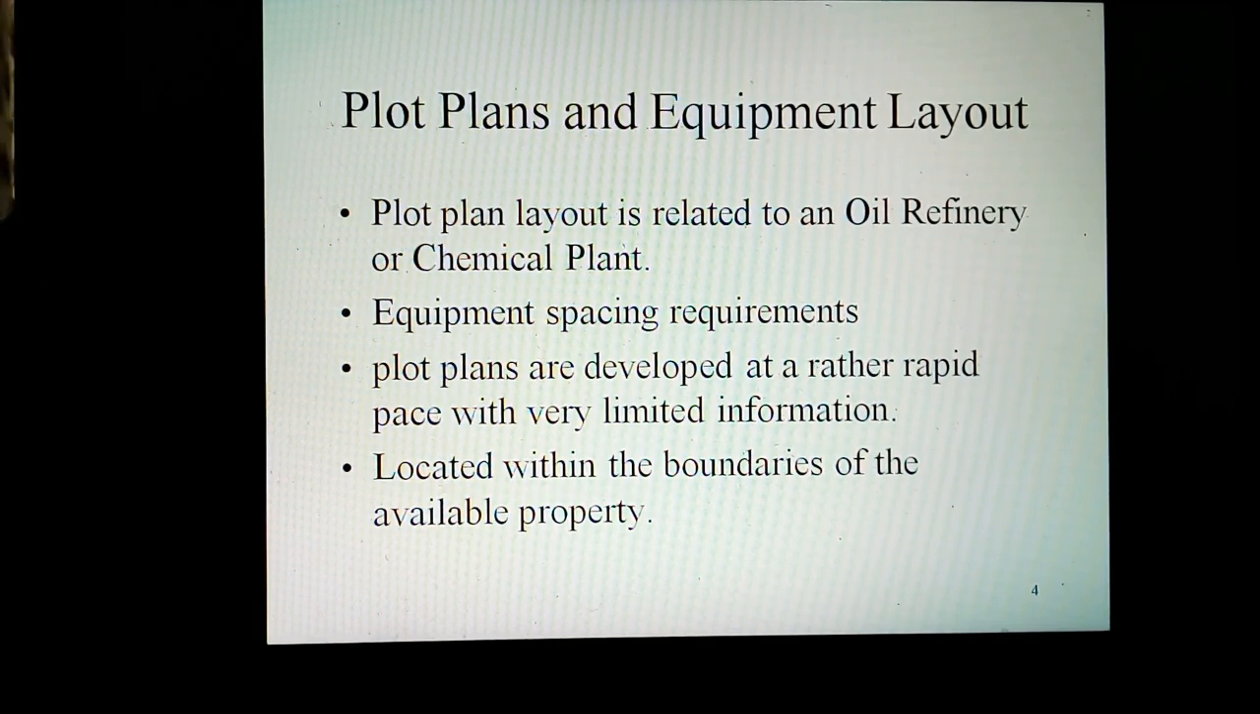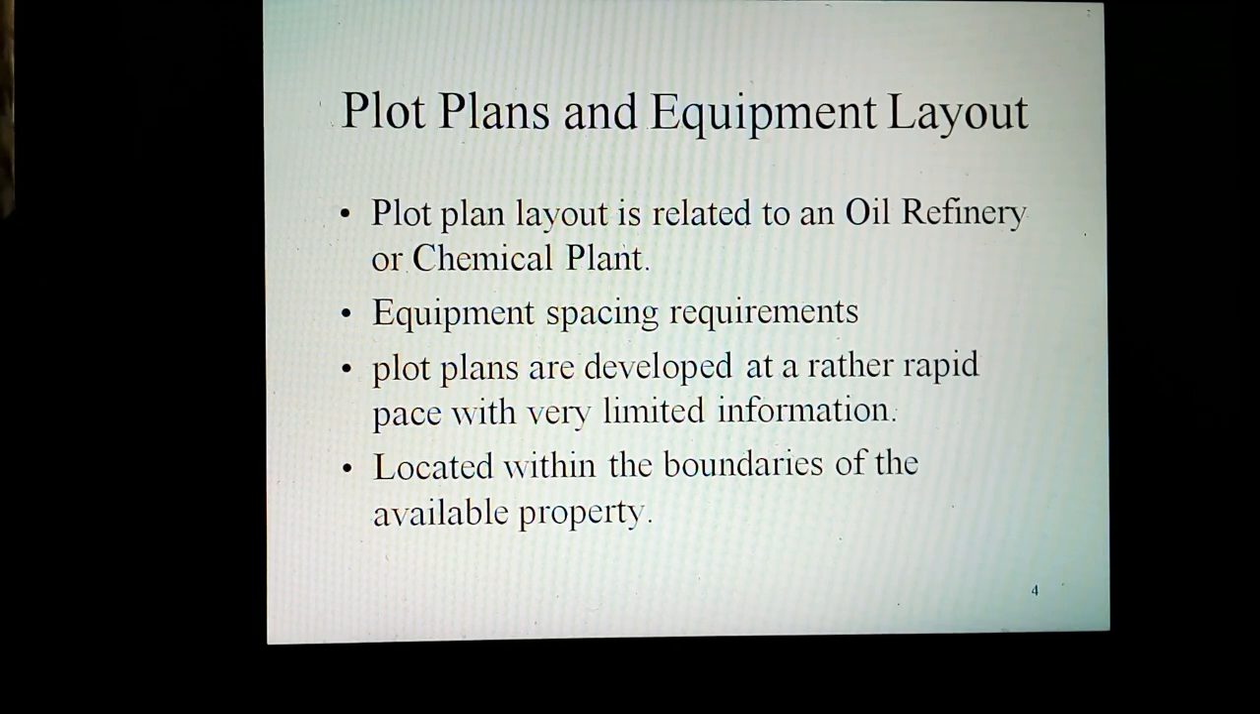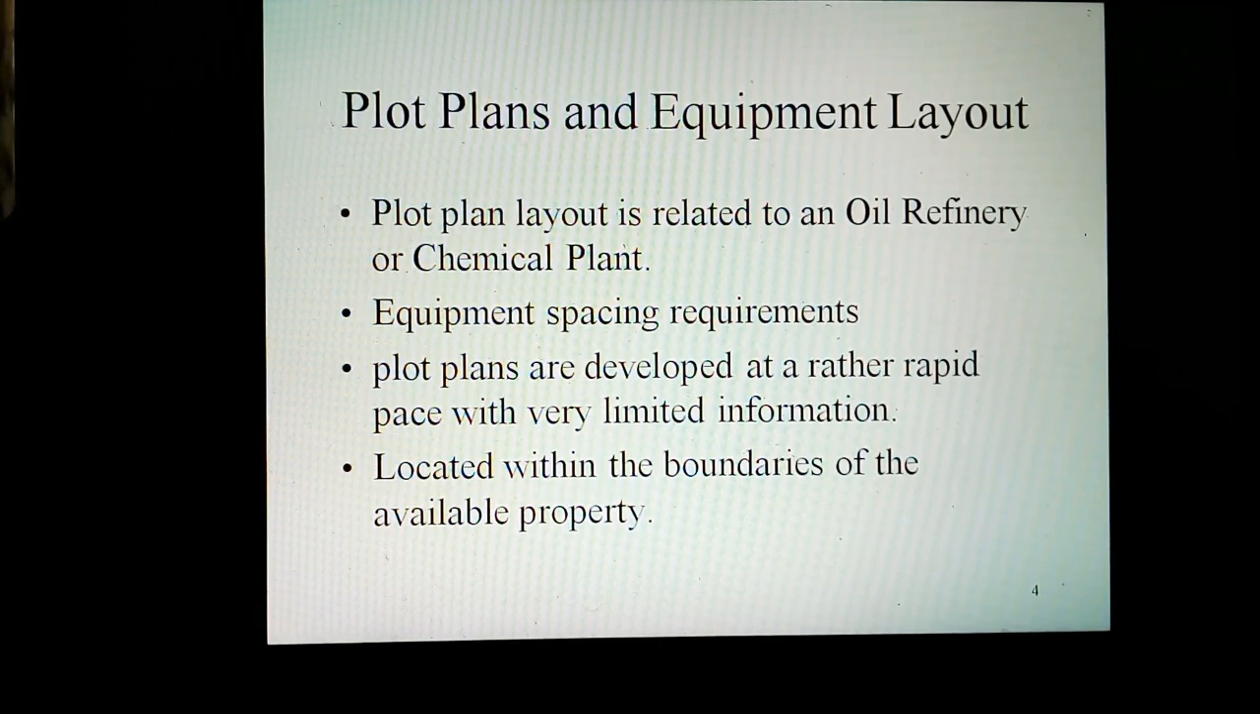Plot plans are considered key documents to projects and are normally initiated in the pre-contract, conceptual and development stages of a proposal. After the contract is awarded for engineering, plot plans are developed at a rather rapid pace with very limited information. This early stage plot plan usually is very limited in detail, containing only enough dimensional data to define the outer limits of the available property selected for plant development.